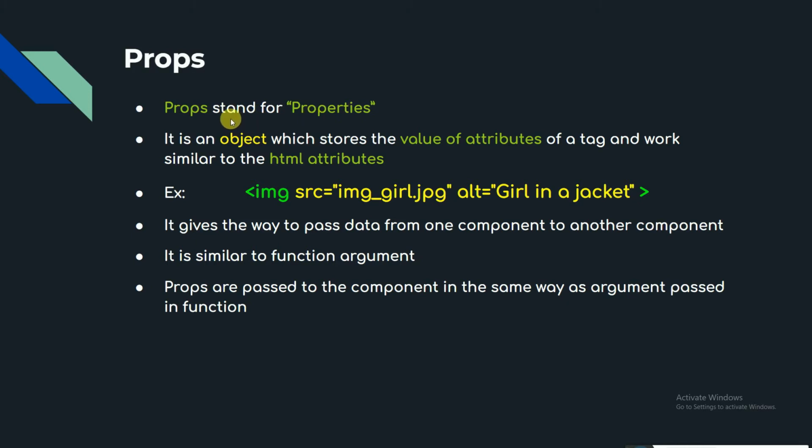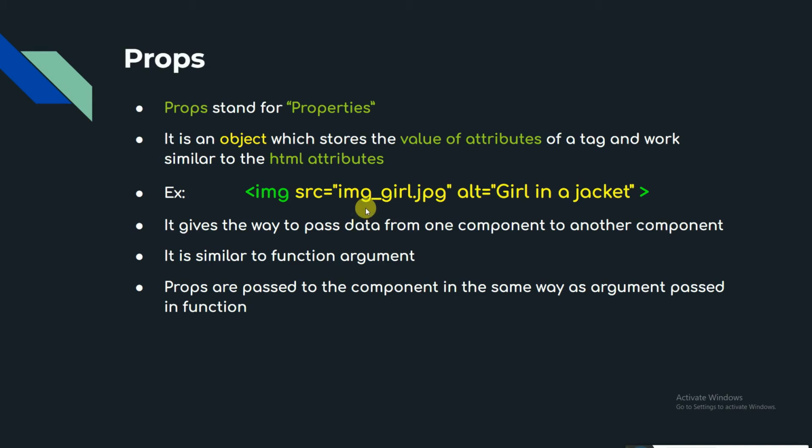Okay, props stands for properties. Just remember that props stands for properties. It is an object which stores the value of attributes of a tag and works similar to the HTML attribute. For example, suppose this is the image tag and it has 2 attributes, src and alt. Its value is here. This is the path of image and this is the alt text.